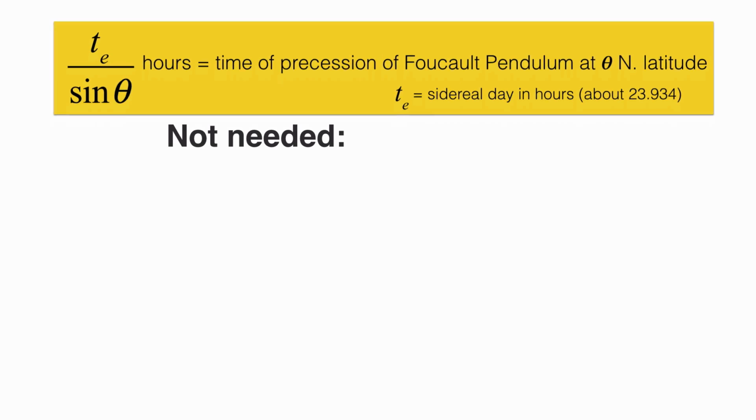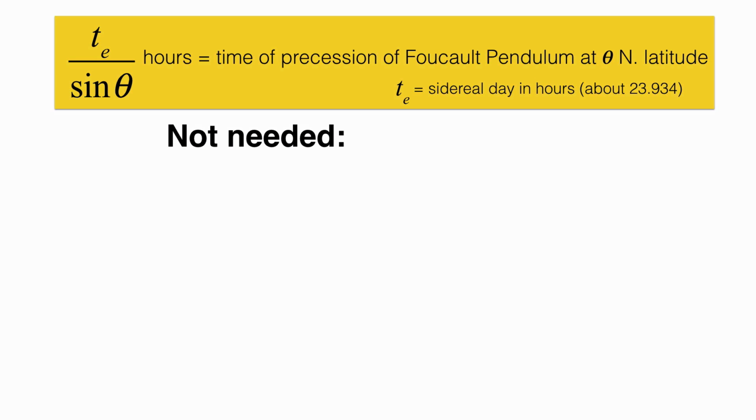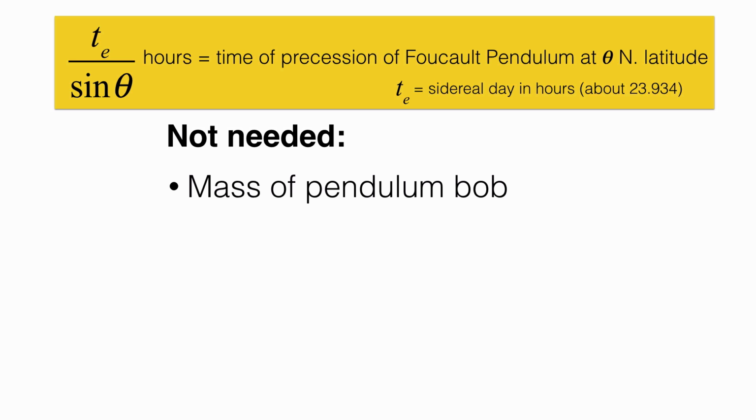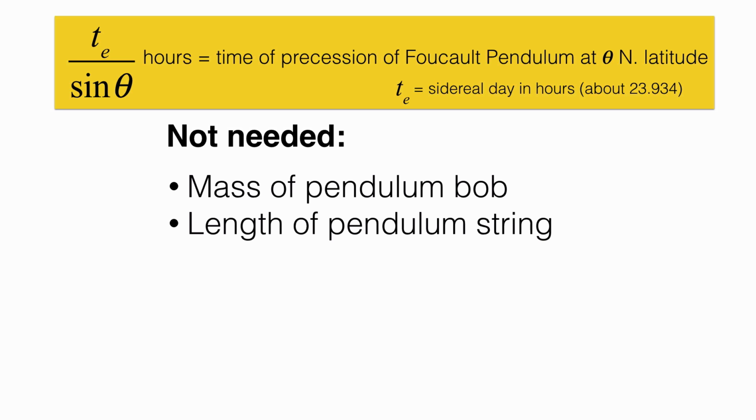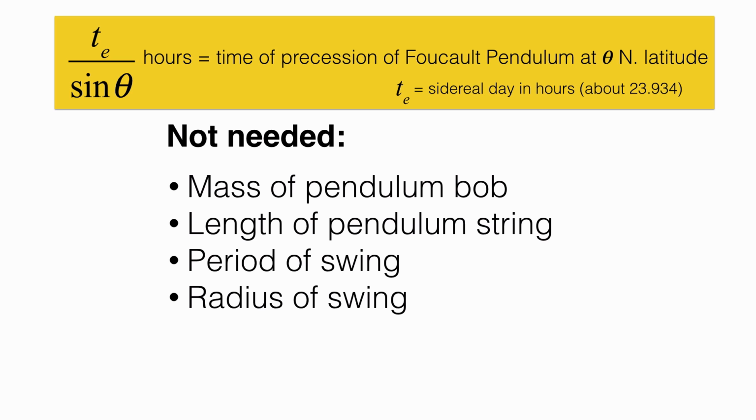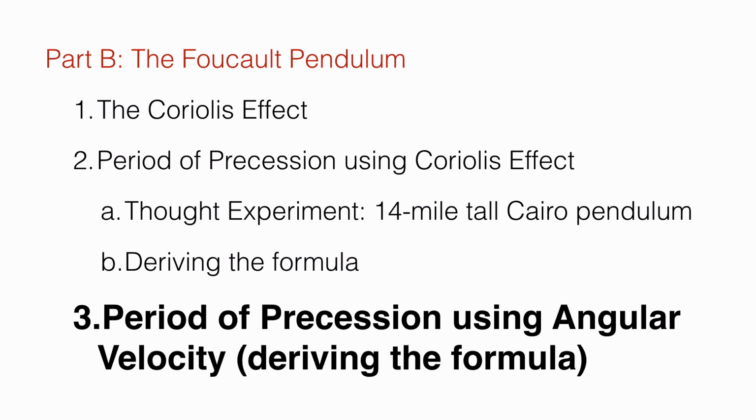So we now have derived the formula for the precession of a Foucault pendulum. All right. Now please notice that what we did not need in this formula: we didn't need the mass, we didn't need the length, we don't even need the period of the swing or even the radius of the swing. All these terms were either never used or they canceled out. All right, so we end up with a very simple formula for our Foucault pendulum.